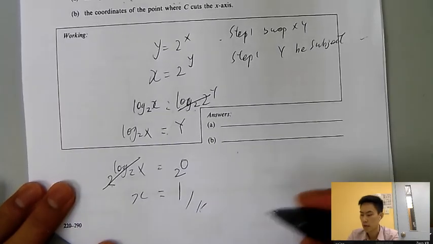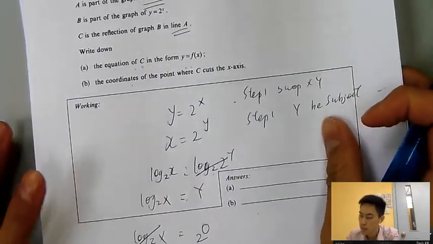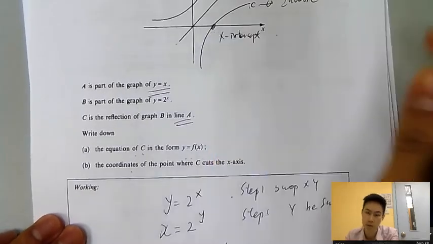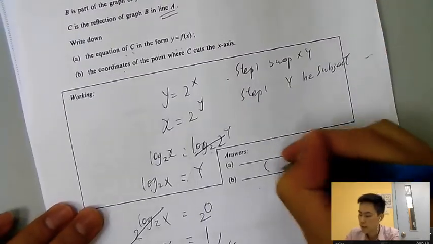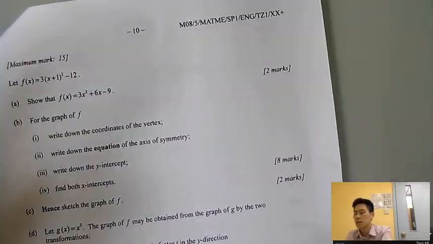So that's the coordinates. But for coordinates, you have to find y. Do we need to find y? No, because I know that y is already equal to 0. So the answer is (1, 0). Easy. Okay, next page.